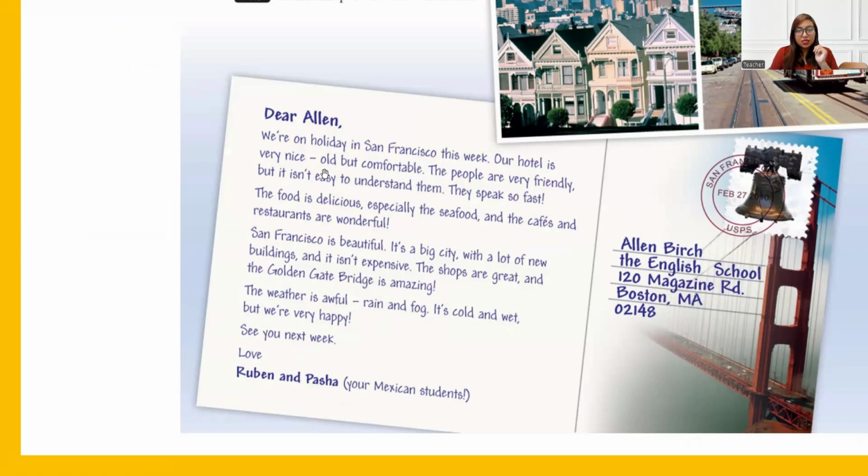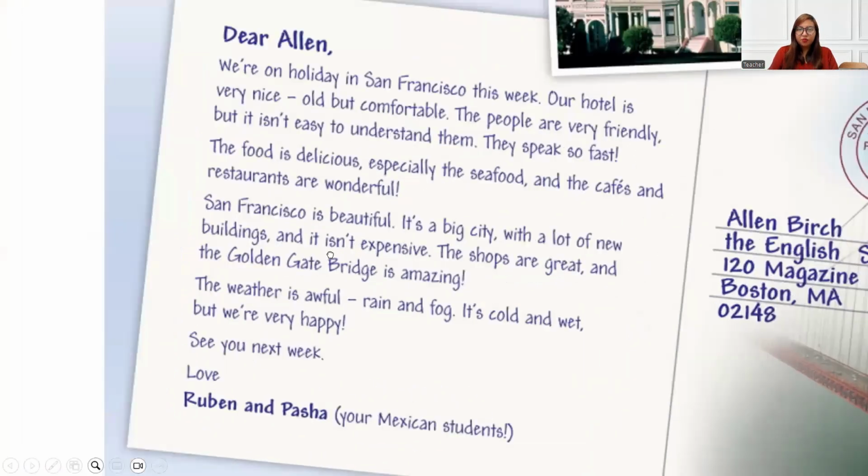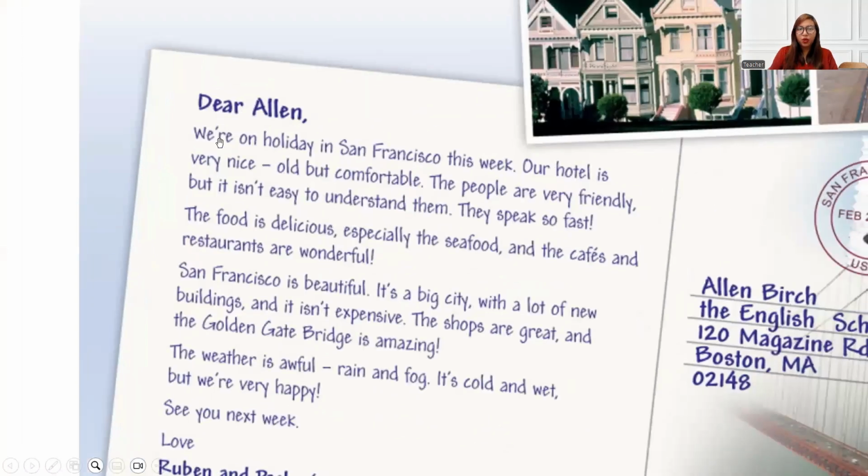Okay, so let's quickly see how many paragraphs you can see there. 1, 2, 3, 4. Okay, you can see 4 main paragraphs, right? Let's see the first paragraph. We're on holiday in San Francisco this week.